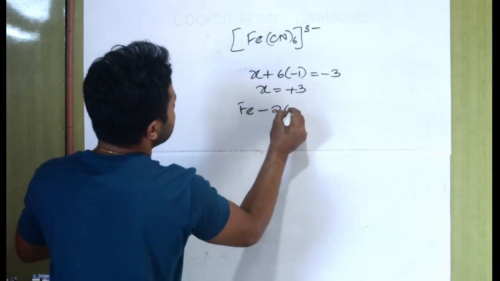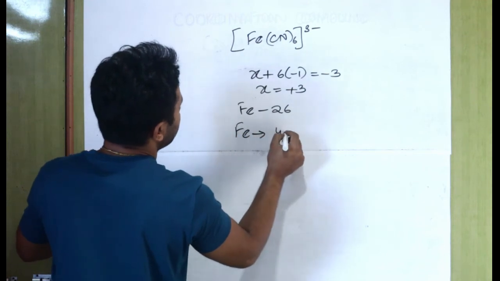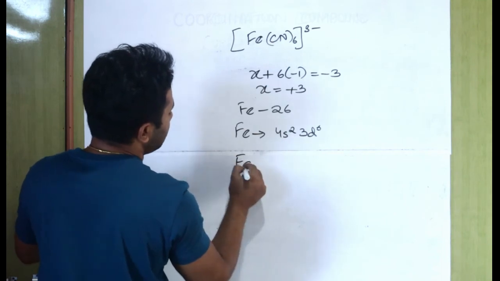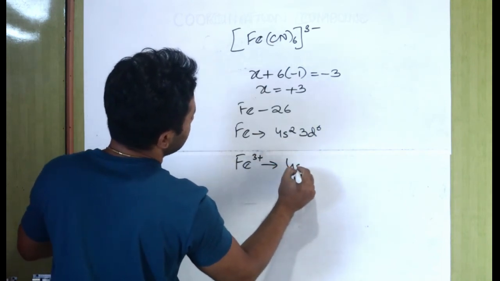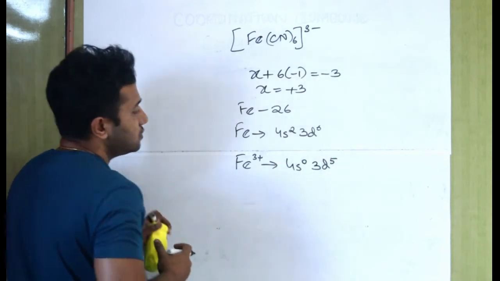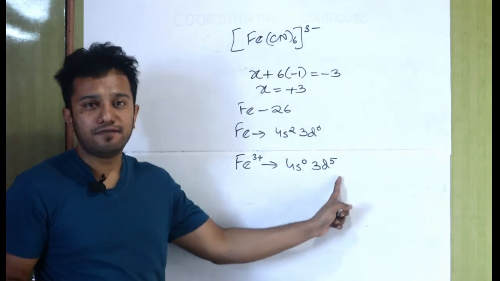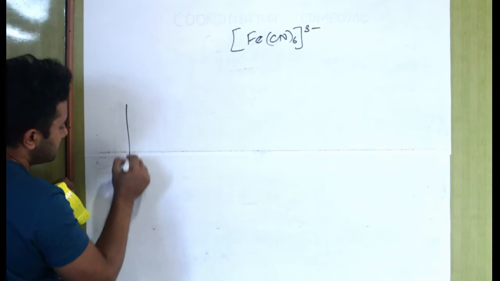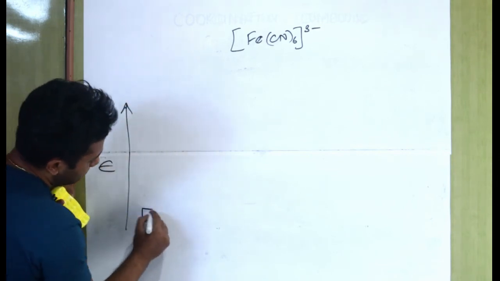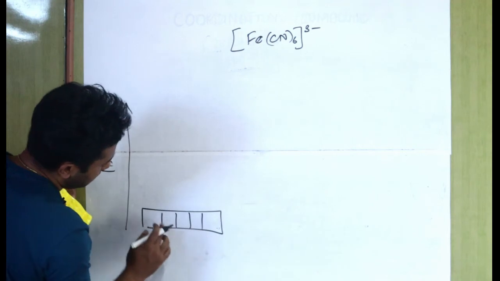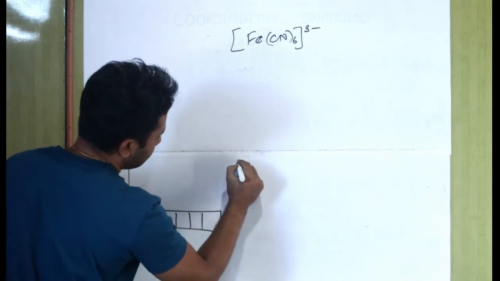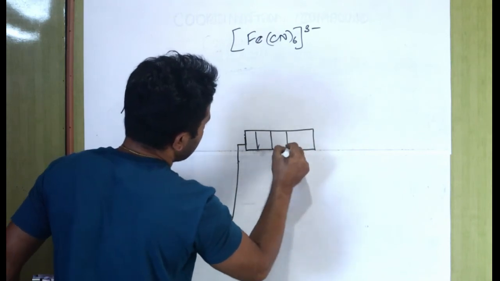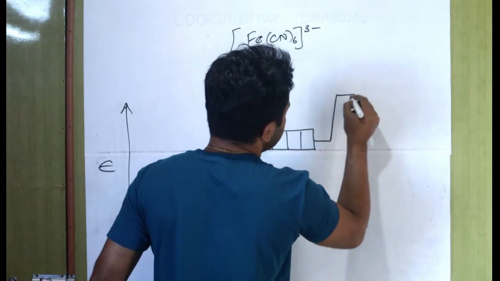First of all, I'll find the oxidation state. Fe is 26, we have 4s2 3d6. So Fe3+ will be 4s0 3d5. So in the d orbitals we have 5 electrons. Our main focus will be only on the d orbitals. So we have energy here, these are the d orbitals, and this is the energy separation.